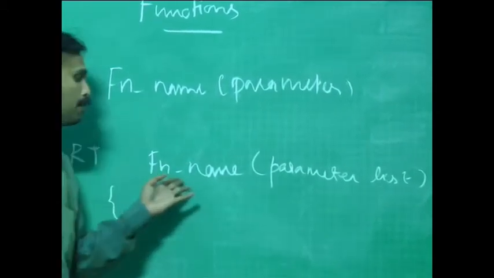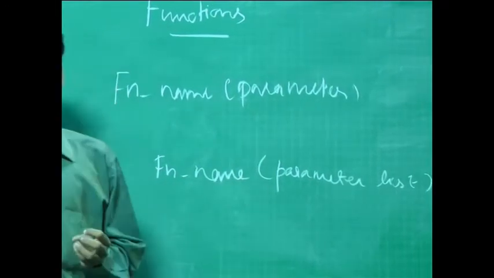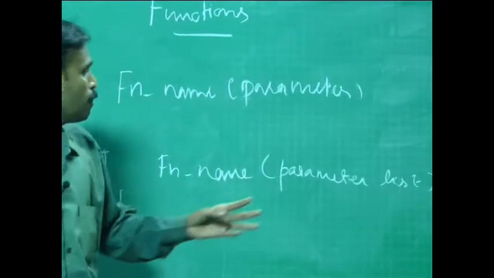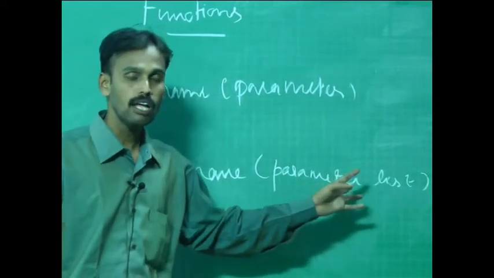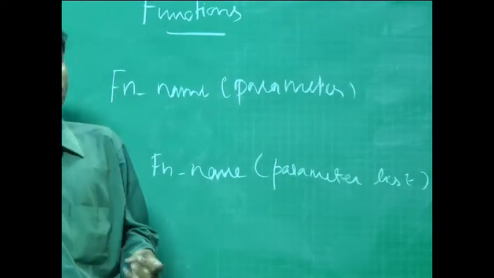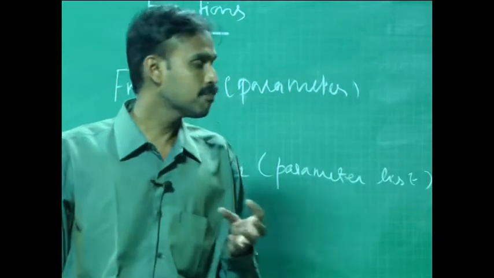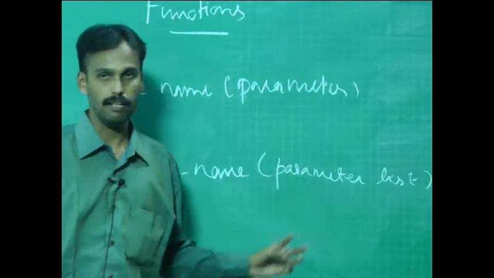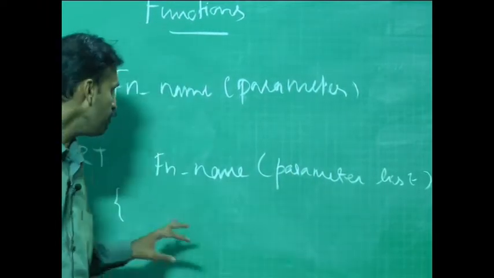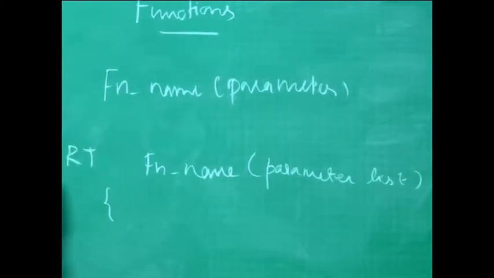Then the function name follows the same way as we frame rules for identifier naming. This parameter list depends upon the number of parameters we wish to supply for this function. Some functions may not need parameters at all. In those cases, this space may be left blank. And then every function definition starts with a left curly brace and ends with a right curly brace.